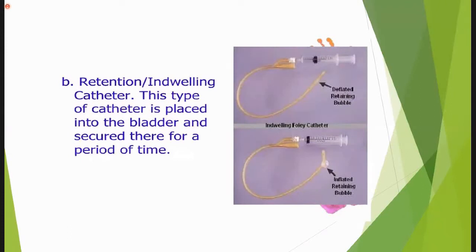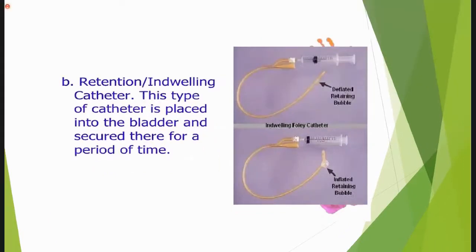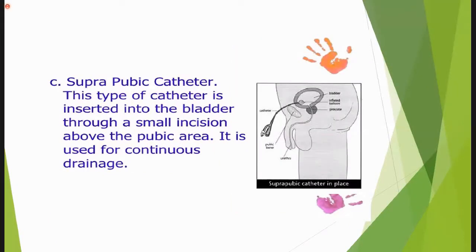Number 2 is the retention and indwelling catheter. This type of catheter is placed into the bladder securely for a period of time. It is used when a patient has chronic retention. For acute urinary retention, we have to use intermittent catheters. And the third one is the suprapubic catheter. This type of catheter is inserted into the bladder through a small incision above the pubic area. It is used for continuous drainage.